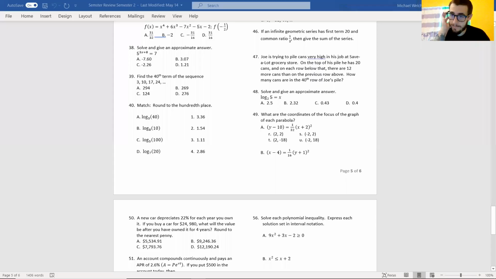Hello again, friends. Let's take a look at number 49 on the review packet. It says, what are the coordinates of the focus of the graph of each parabola? I'll just do letter A, and then I'll let you do letter B on your own. Remember, when we are talking about the focus, it has to do with that p-value. P is the distance from the vertex to the focus.